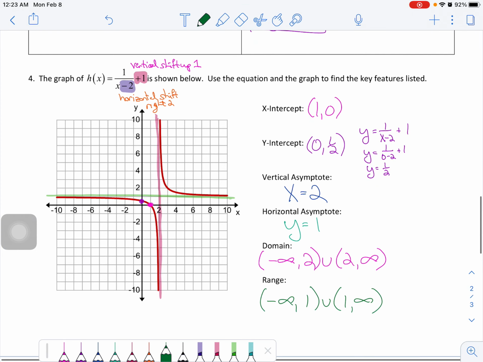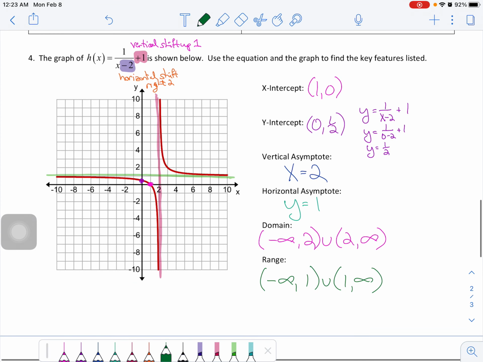All right, let me go ahead and get rid of Desmos there and make sure I've answered all the questions on this page. All right, so a little bit of a review about transformations, but the important part is being able to find all the key features from the graph. I'm going to go ahead and close this video out.